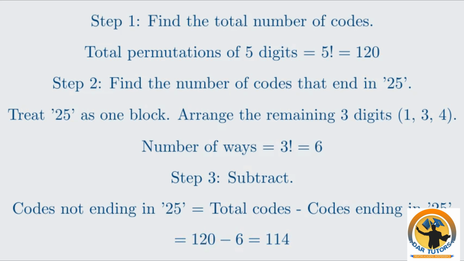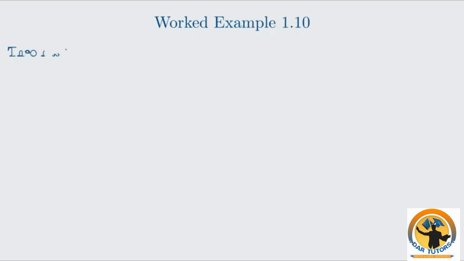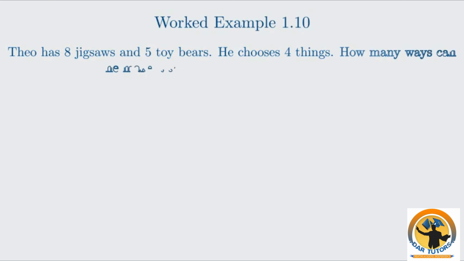The exclusion principle is especially useful for problems with at least or at most conditions. Theo has 8 jigsaws and 5 toy bears. He chooses 4 things to play with. In how many ways can he make a selection with at least 2 bears? At least 2 bears means he can choose 2 bears, 3 bears, 4 bears, or 5 bears. This would involve calculating 4 separate cases and adding them up. It's much easier to use the exclusion principle.